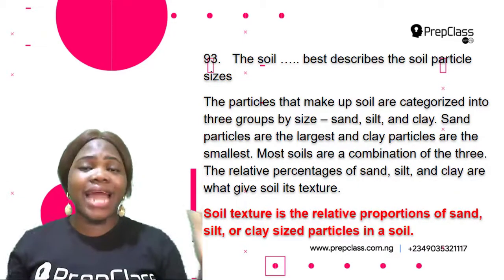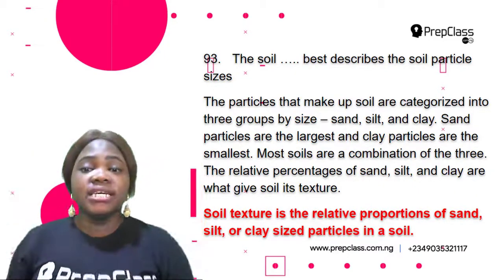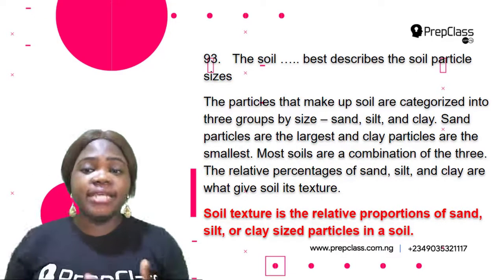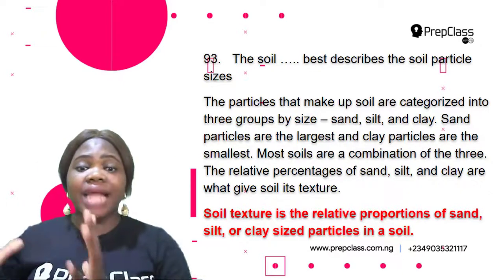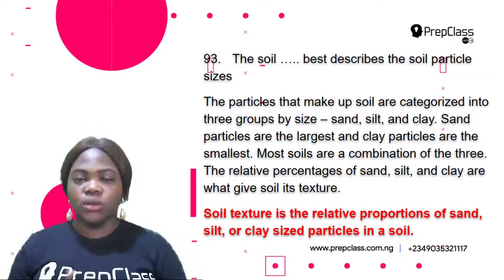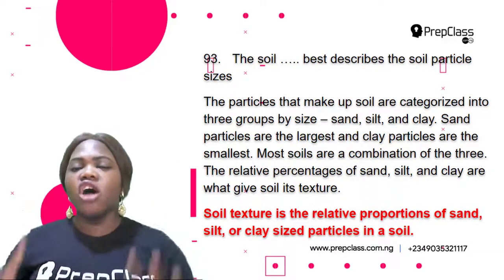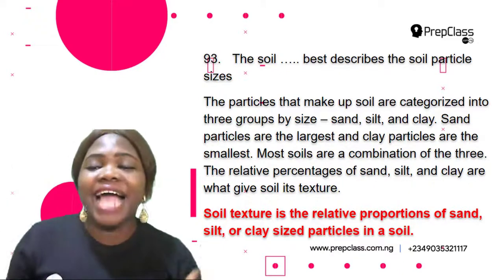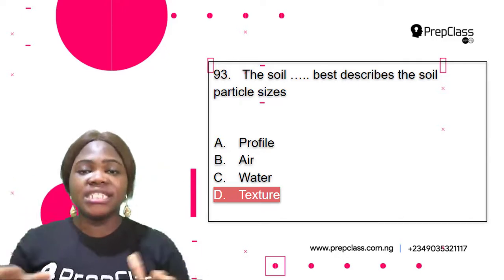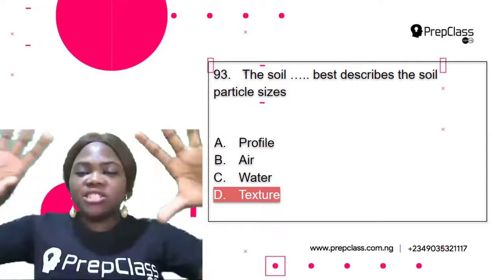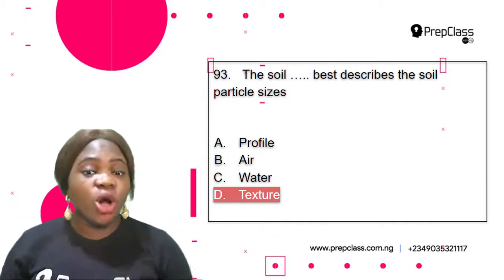The sand particles are the largest and the clay particles are the smallest. Most soils are a combination of the three, that is the combination of clay, silt, and sand. The relative percentages of sand, silt, and clay are what gives soil its texture. So soil texture describes the relative proportion of sand, silt, or clay-sized particles in a soil. So the correct option here is texture, option D.